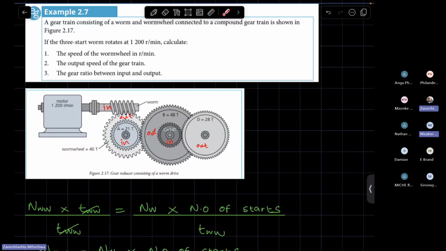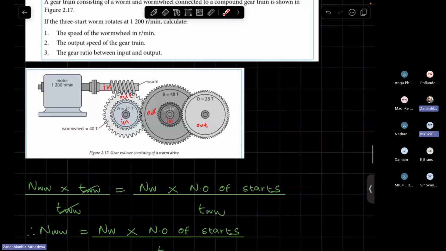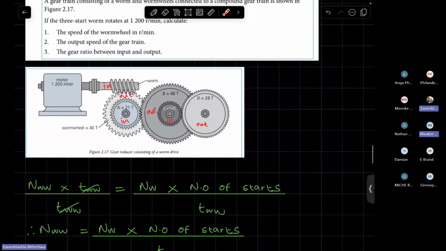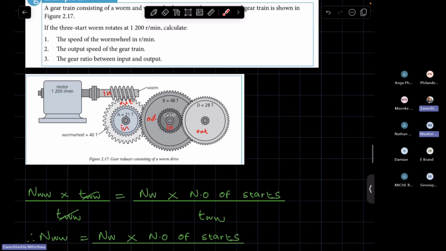Just one question, sir. I tend to be confused when it comes to notation. Like you'll find the rotation of the worm wheel, you denote it as NWW. Then the rotation of the worm, NW. So it's a bit confusing for me there, to get used to it.